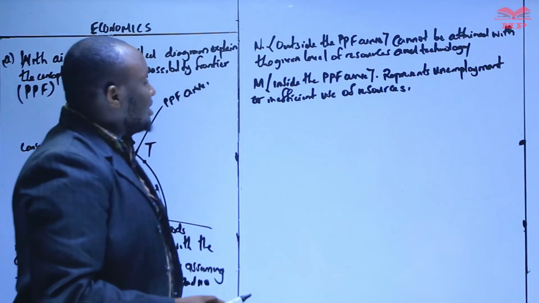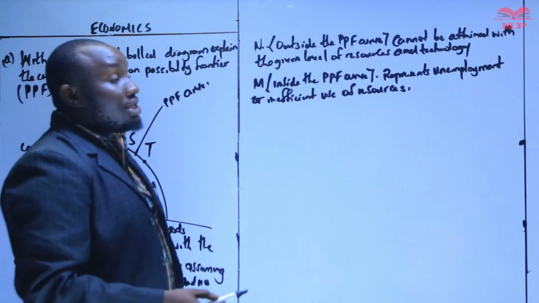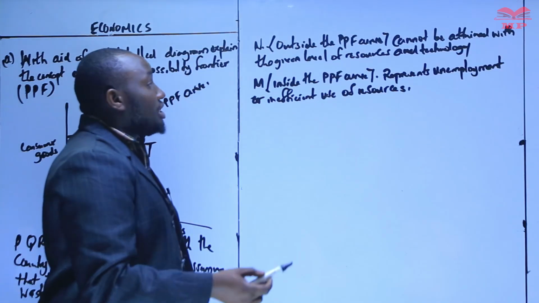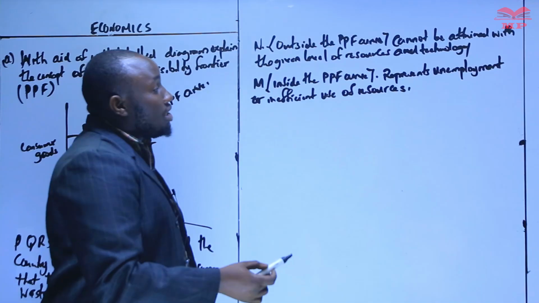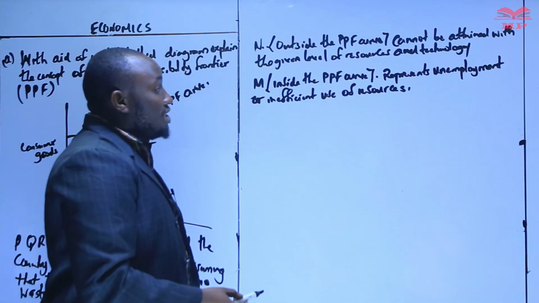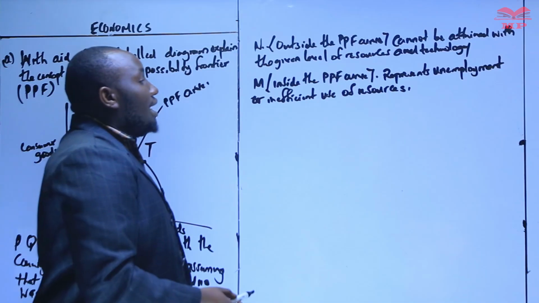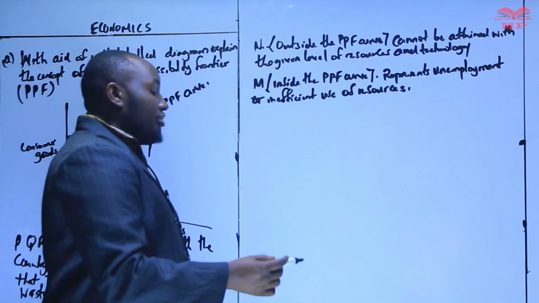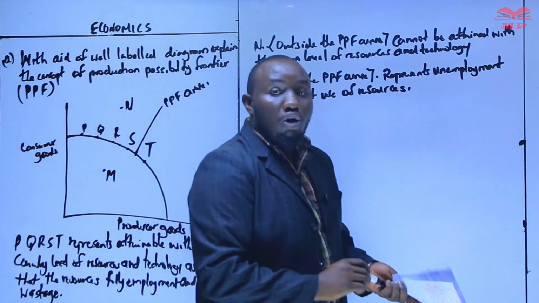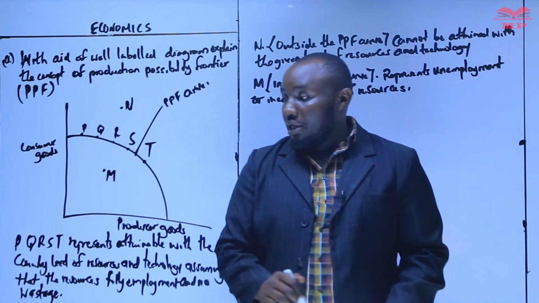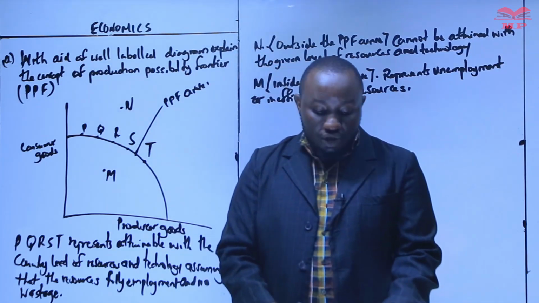The second one is N, the point that is outside the PPF curve. It cannot be attained with a given level of resources and technology. Then the point that is inside the PPF curve represents unemployment or inefficient use of resources.